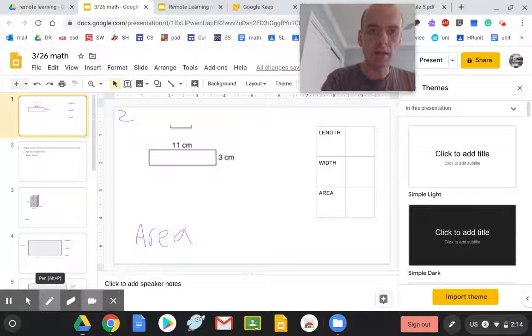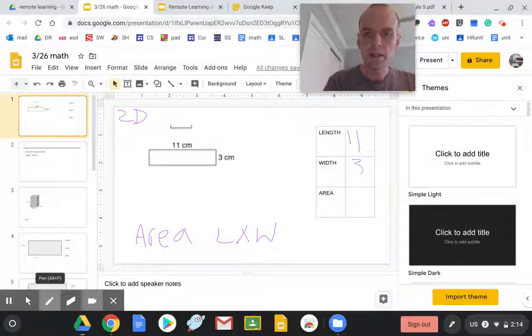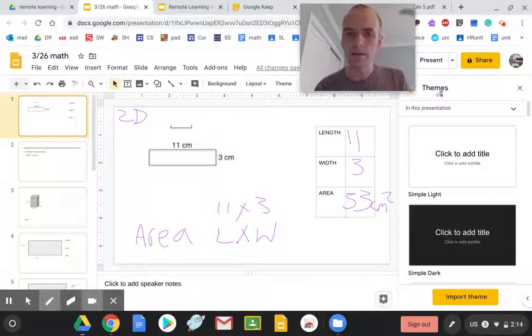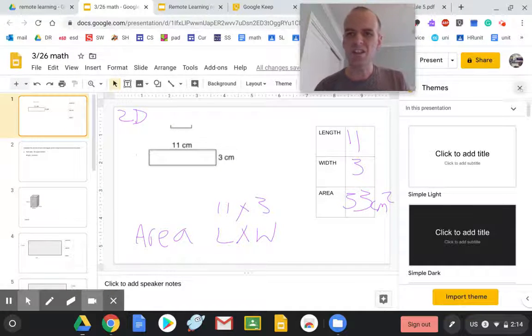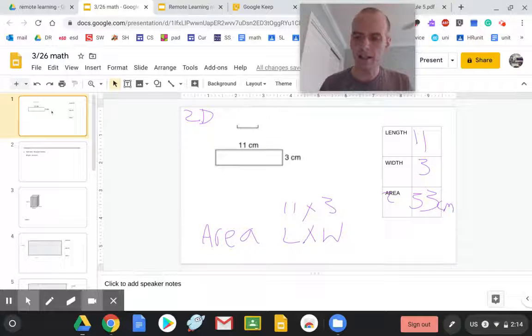This is 2D, right? So area is length times width. Okay, length is 11, width is 3, 11 times 3 is 33, and it's centimeters squared. Okay, remember that? Area is simple, just length times width. Let's move on. Next.